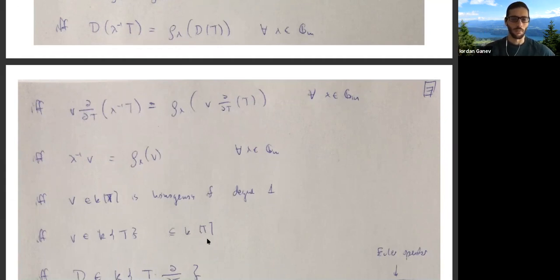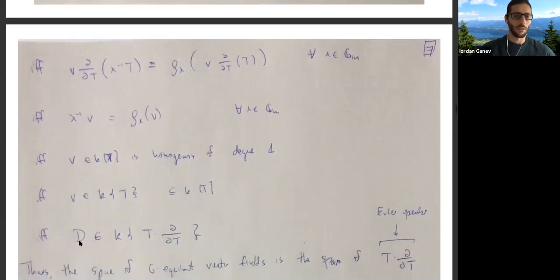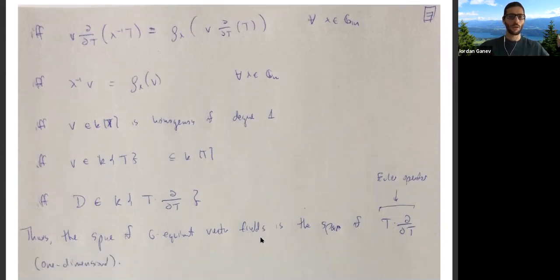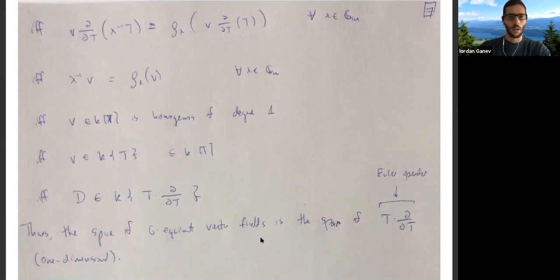inside of this polynomial algebra. And that means that D is just a scalar multiple of T times del over del T, T times the derivative operator. This is known as an Euler operator. Maybe you've seen it in some other classes. It's like a grading operator. In particular, if we look at all the vector fields, it's some infinite dimensional space, but if we look at the equivariant ones, we suddenly get something that's one-dimensional.